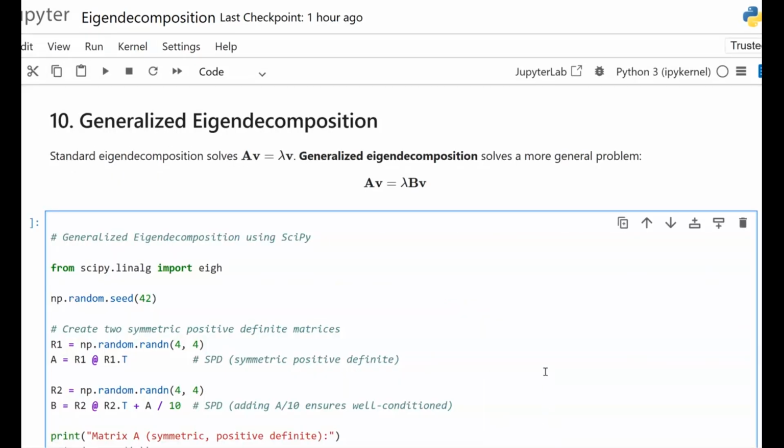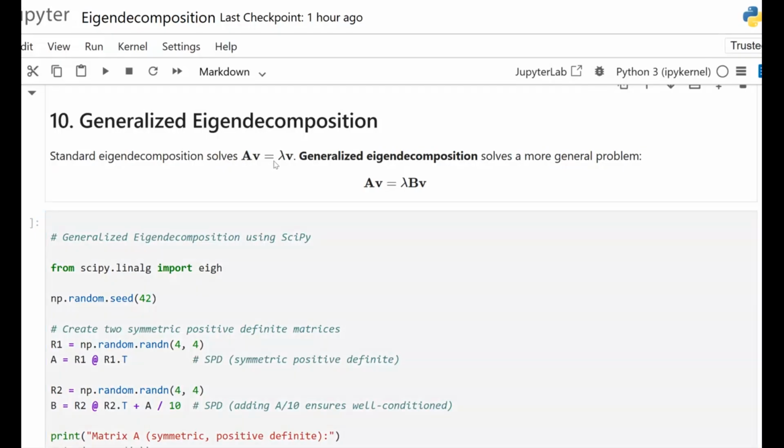Okay, dear friends, let me discuss generalized eigendecomposition. Standard eigendecomposition solves A multiplied by V equals lambda multiplied by V. Generalized eigendecomposition solves a more general problem, that is A multiplied by V equals lambda multiplied by matrix B multiplied by V.